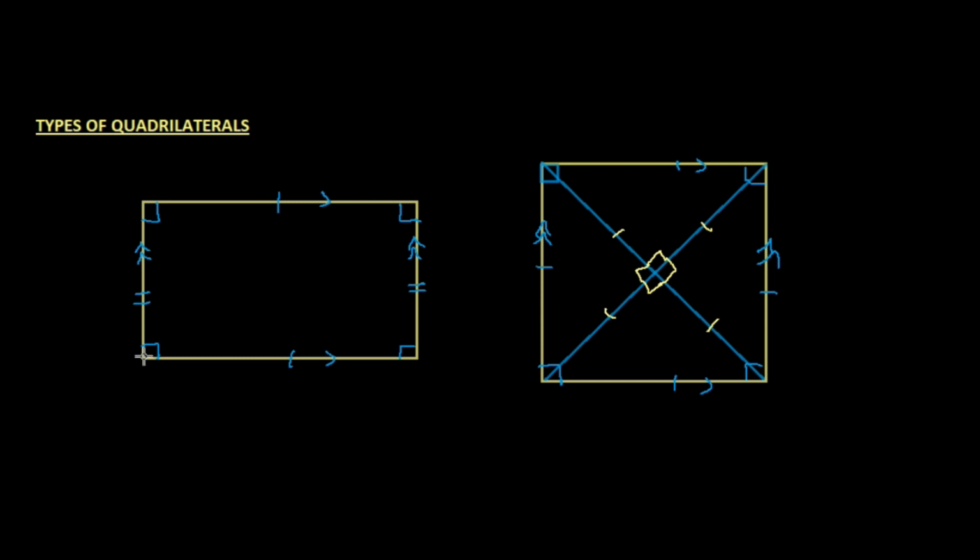Well, what about the diagonals of the rectangle? So let's have a look at the diagonals also. We've got one diagonal here and one diagonal here. Now, if we talk about the diagonals, we can say that both diagonals are equal to each other. They bisect each other. So this is equal to this and this is equal to this. And since both diagonals are equal, all four of these line segments are going to be equal to each other.